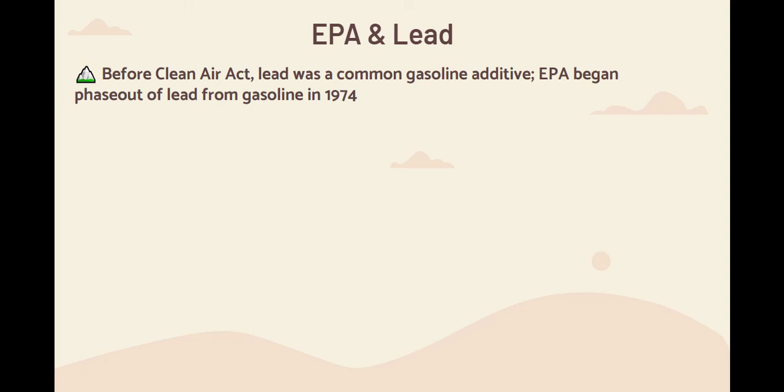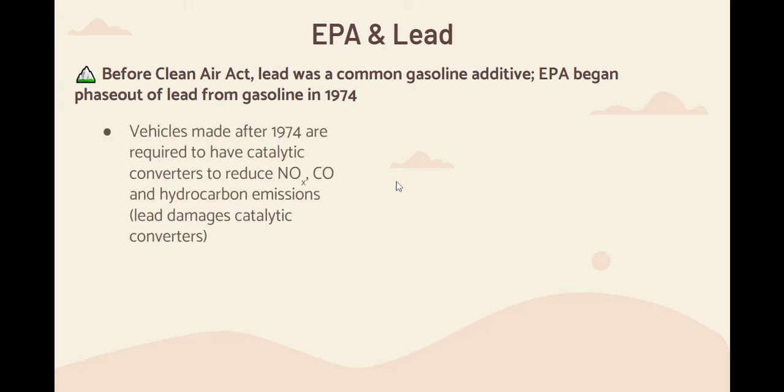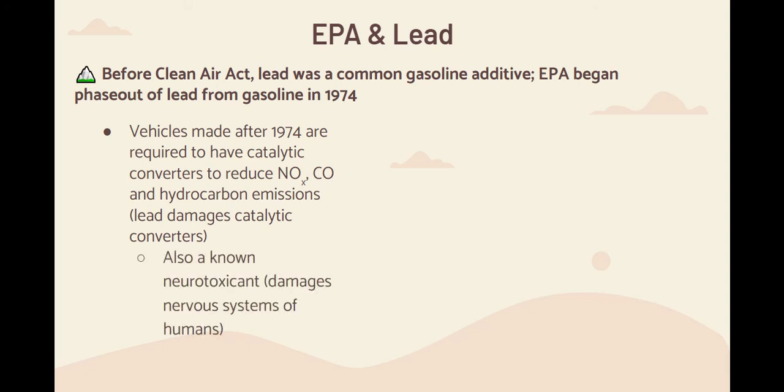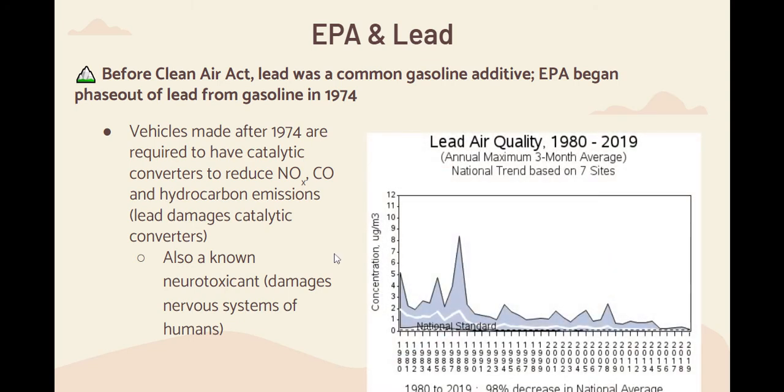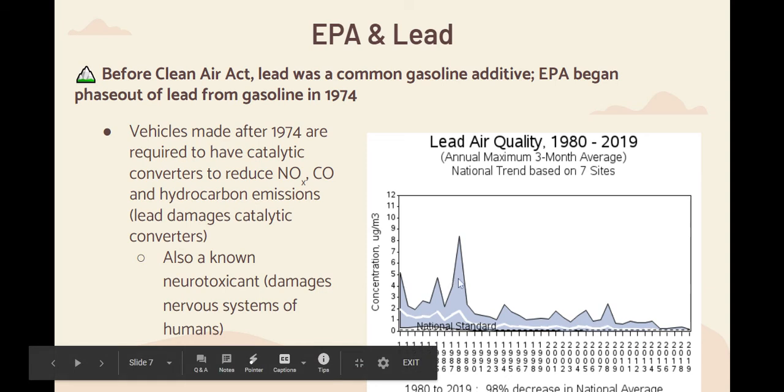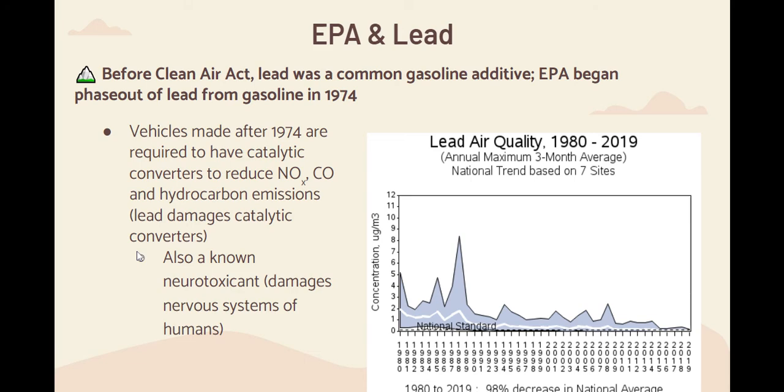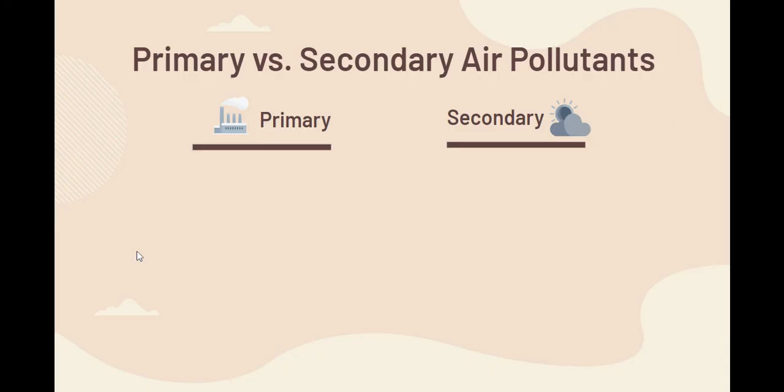Before the Clean Air Act, lead was a common gasoline additive. Why? Because it made the car run smoother. EPA began to phase out lead from gasoline in 1974 because lead causes problems. Vehicles made after 1974 were required to have catalytic converters to reduce the amount of NOx, carbon monoxide, and hydrocarbon emissions. Lead is also known as a neurotoxin, which means it damages the nervous systems of humans. And you can see here, after 1980, the amount of lead significantly went down to where it's almost non-existent today.